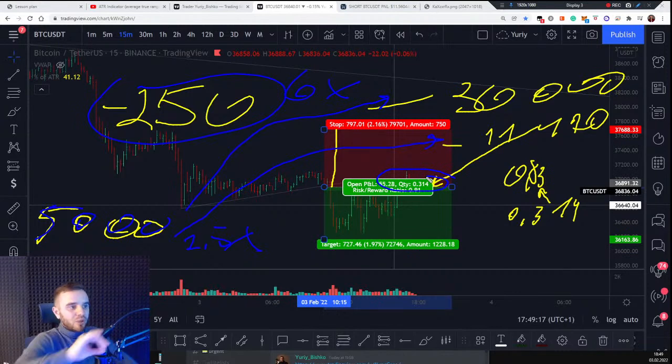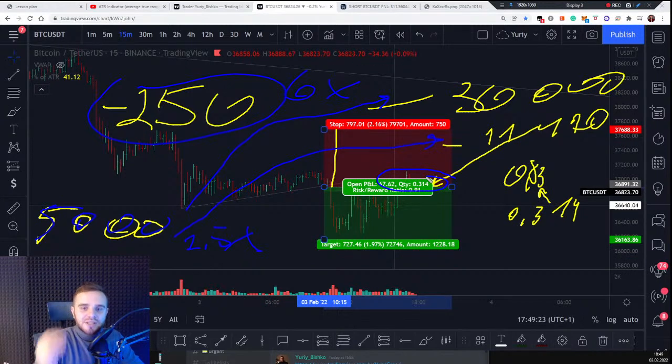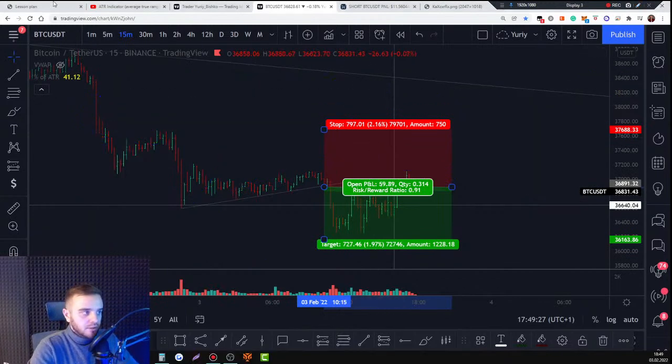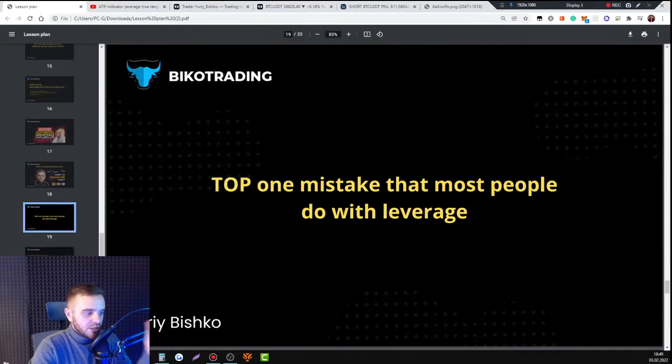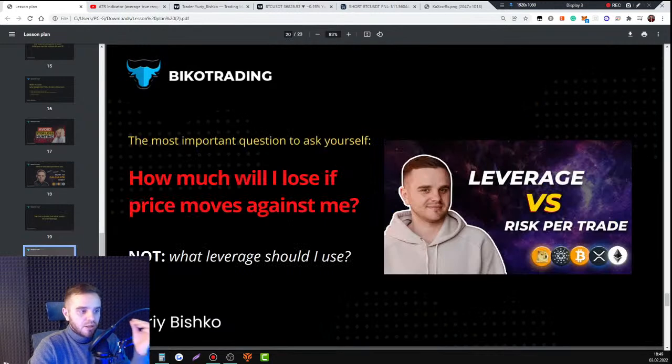That means when many people ask me, Yuri, what leverage should I take? Always remember that leverage is not a key question here. The key question here is, how much will I lose if price moves against me? That's the most important and key question, my friends.